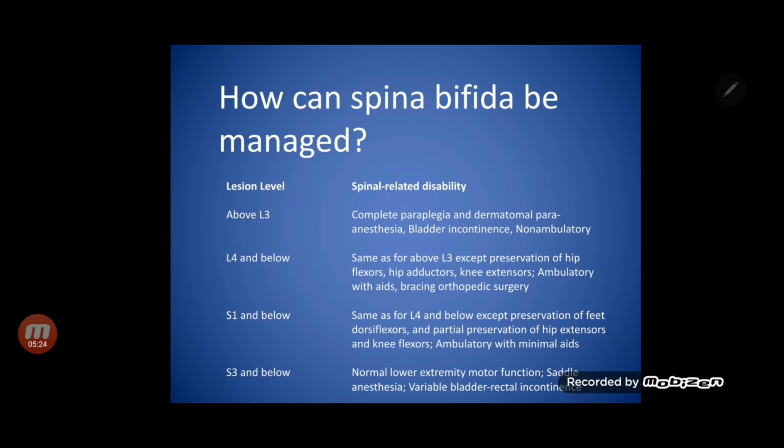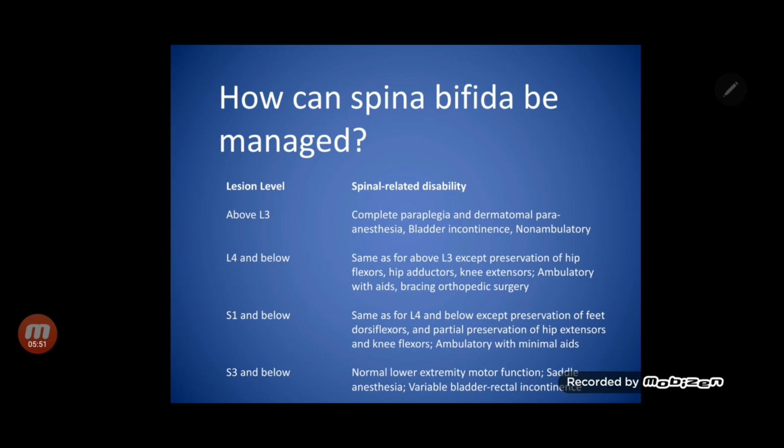How can spina bifida be managed? It depends on the lesional level and the spinal-related disability. The patient who has a myelomeningocele above L3, with complete paraplegia, dermatomal paraanesthesia, bladder incontinence and neuroambulatory problems, should usually be treated with closure of the defect, with no claim of any neurological recovery later on.